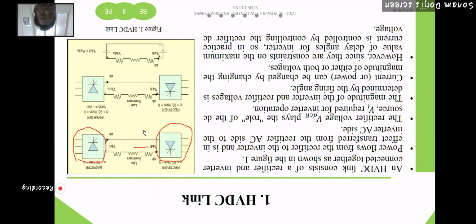So why are we going for DC? For a longer distance line, it is much cheaper. It is cheaper because DC will have fewer losses than AC. That's why it will be much cheaper.